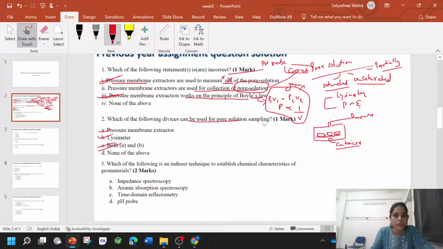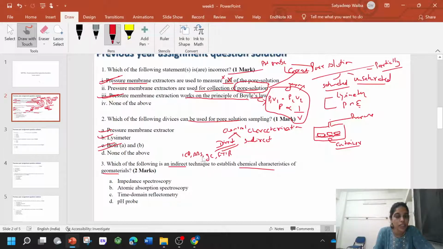Okay. Right. Now the third is about which is the indirect technique of chemical characterization of geomaterial. Now when sir discussed the chemical characterization, he said that there are two methods of chemical characterization. So first are direct methods, and then another is indirect methods. Okay, in the direct method, what you do is you take the solution out of the system and then you do the chemical analysis using different instruments. So in the direct method, sir has discussed instruments like ICP, AAS, GC, FTIR, like this.